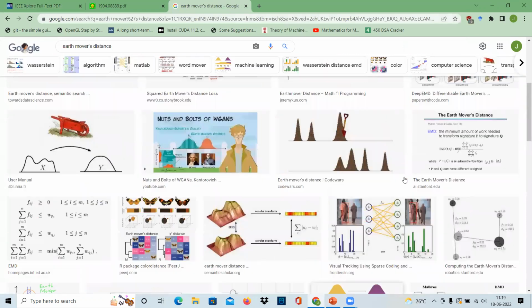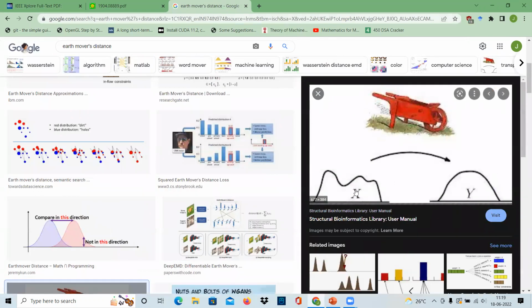Yeah, so in this case, basically, you have two distributions, X and Y. What EM is basically calculating is how much, let's say there are dirt piles, how much distance or dirt do I have to move by how much to make X the same as this Y thing?